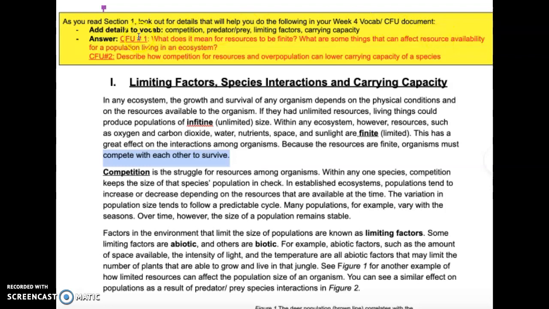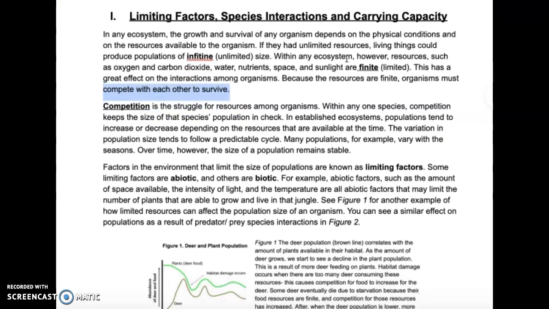You're going to look for details that you can add for these vocab words: competition, predator prey, limiting factors, and carrying capacity. And you're also going to be looking out for things that can help you answer these 2 checks for understanding. So the first one, what does it mean for resources to be finite? And what are some things that can affect resource availability for a population and ecosystem? Then for the second check for understanding, describe how competition for natural resources and overpopulation can lower carrying capacity of a species. All right, so let's think about those things while we read this first section.